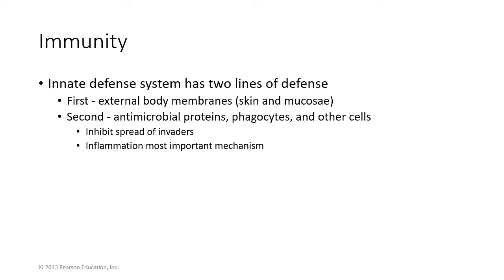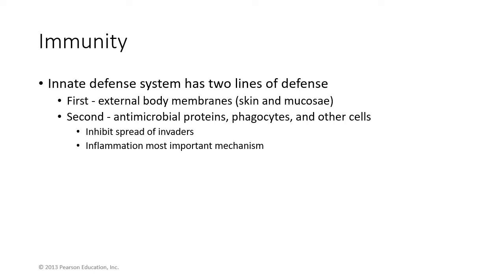And the first 2 lines of defense are ones that you're born with. And because you're born with them, we call these innate defenses. The first one is the external body coverings and also the linings of your passageways in the body that have mucus-producing cells. So you have the skin and you have mucous membranes. That's your first barrier against infection. And remember, the unbroken skin is your greatest barrier to infection.